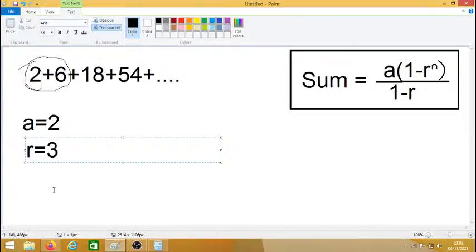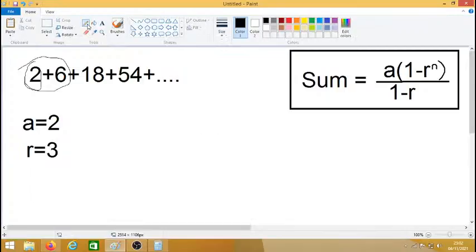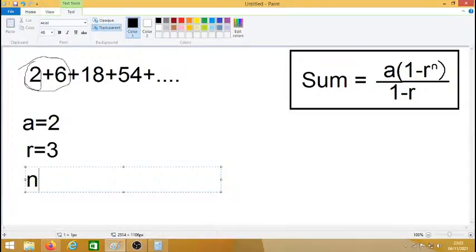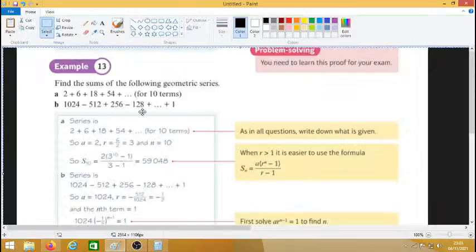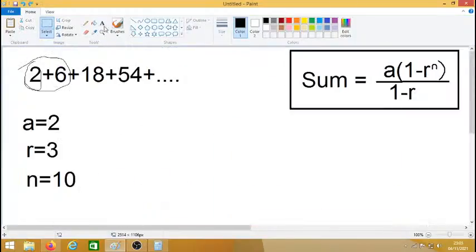But just to make sure we didn't get this wrong, because if you get R wrong, you're going to get the whole thing wrong, let's pick another pair. Let's go with 6 and 18. So 18 divided by 6, well, that makes 3 again. So we're happy with 3. And now we want 10 terms, so n is equal to 10. And let me just check. Yep, it's 10 terms in the question.